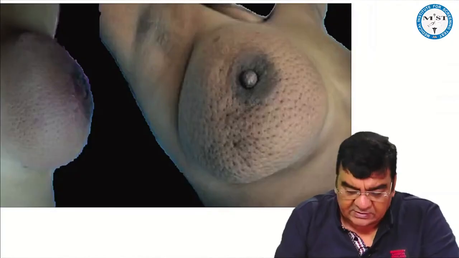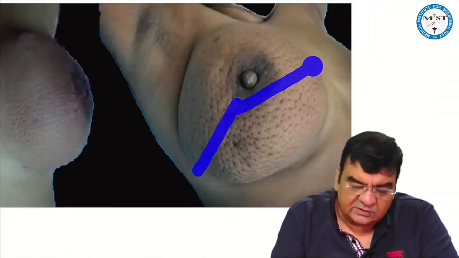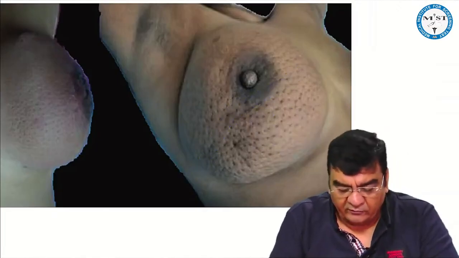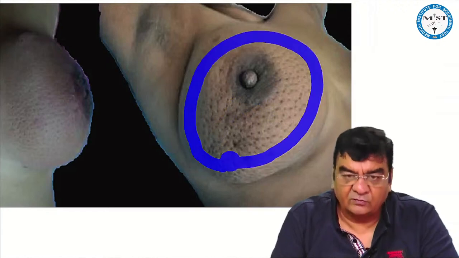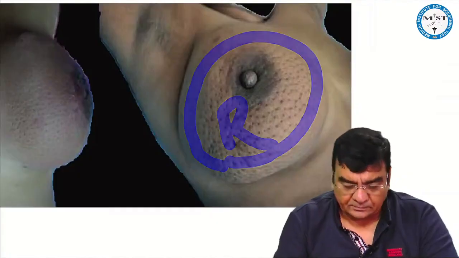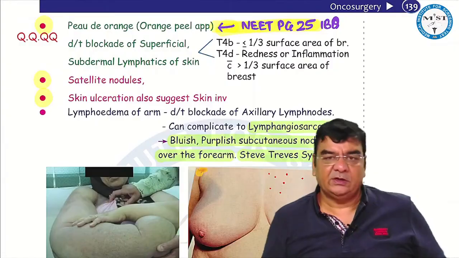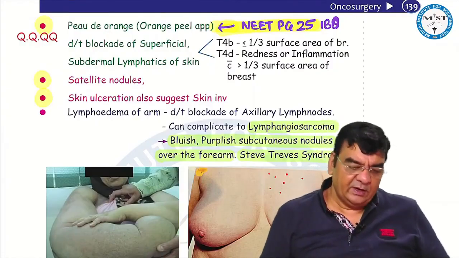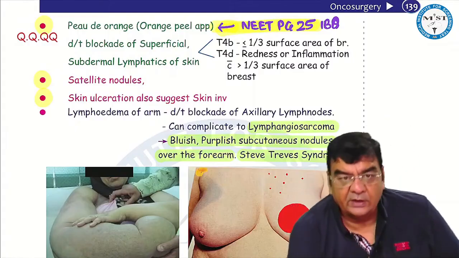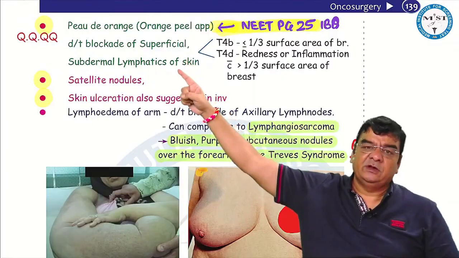However, the latest edition of Bailey has created a little confusion. If less than 1/3 surface area of the breast is involved with peau d'orange, it is T4B. However, if more than 1/3 surface area of the breast is involved, associated with redness, then it is T4D. Right. But for all practical purposes, if it is peau d'orange with no redness, T4B. If it is peau d'orange with redness, or maybe just redness, then it is T4D. And this peau d'orange is because of blockade of superficial subdermal lymphatics of the skin.